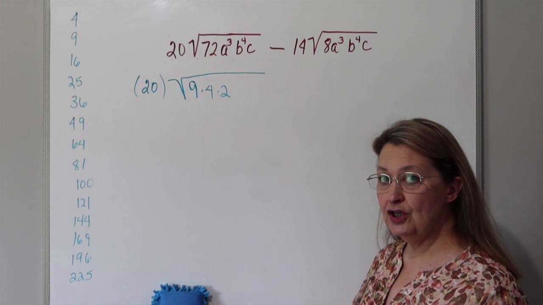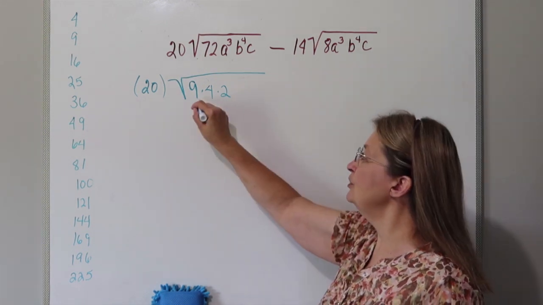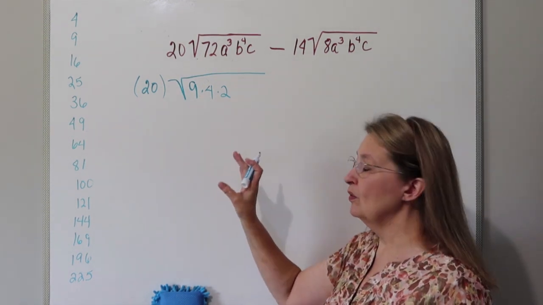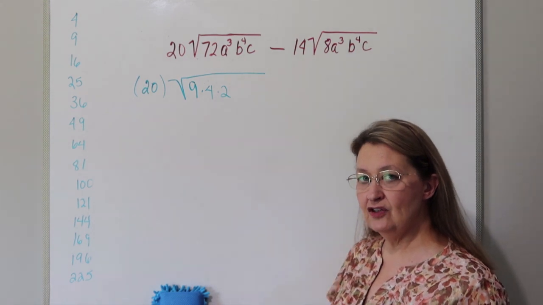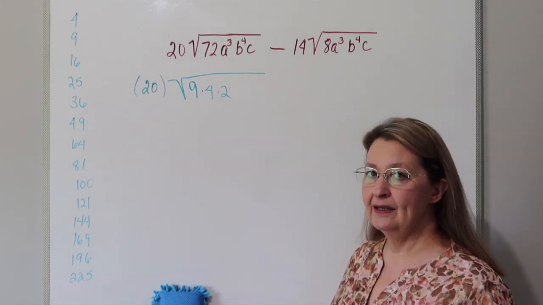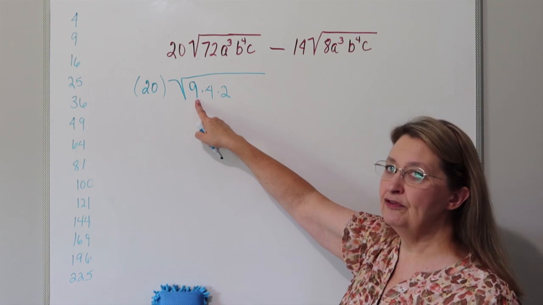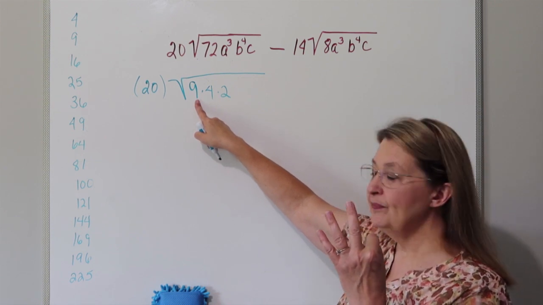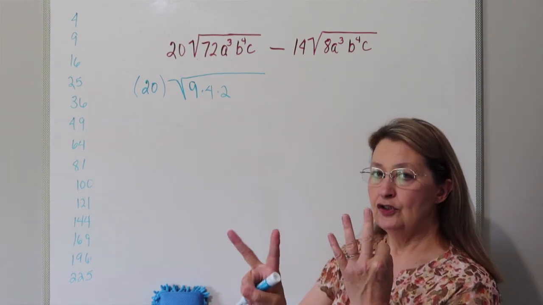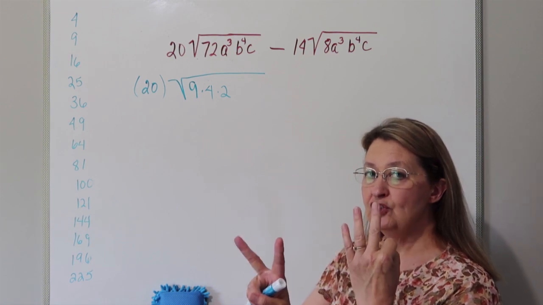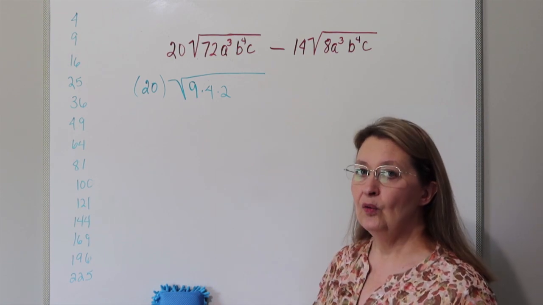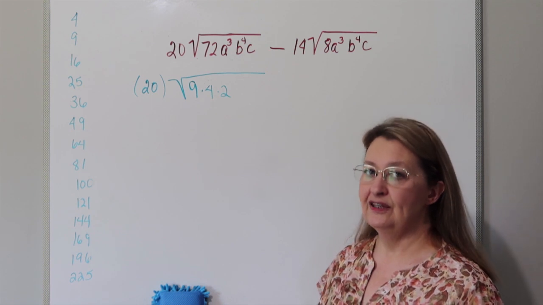So I'm going to rewrite the 8 now as 4 times 2. Now could you go ahead and multiply 9 times 4 and get 36 and then take the square root of that? Yes, you can. If you look at it, what's the square root of 9? The square root of 9 is 3. What's the square root of 4? 2. What is 3 times 2? 6. What's the square root of 36? 6.